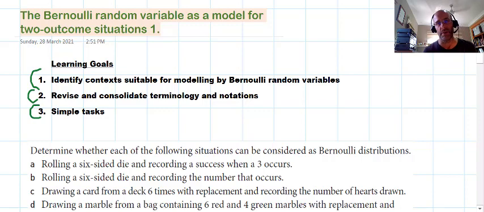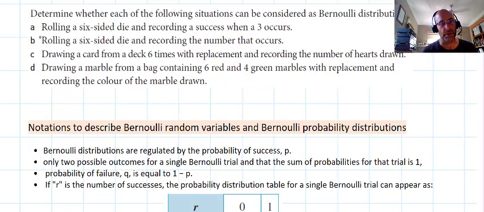Now the maths in this video is nice and simple. To kick it off, we're going to look at 4 simple examples and run through these. So determine whether each of the following situations can be considered Bernoulli distributions. Can they be modeled with the Bernoulli random variable? So the first one is rolling a 6-sided, we assume fair die, and recording a success when a 3 occurs.